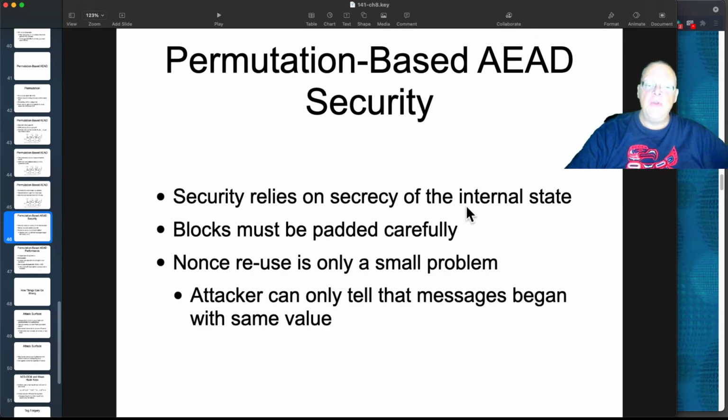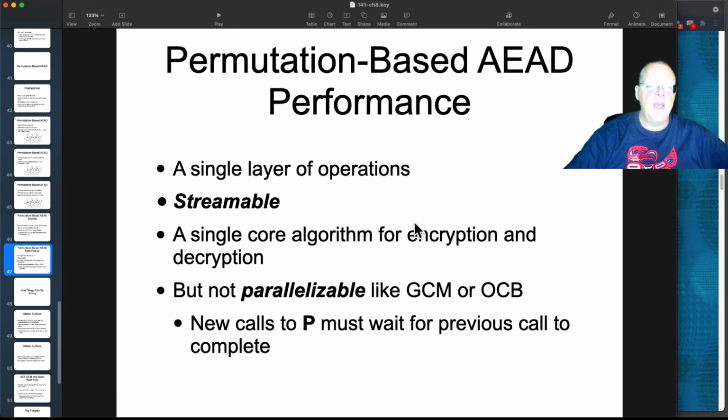And so you have to keep the internal state secret. If that internal state with many bits were to leak, that would ruin everything. And you have to carefully pad the blocks. Nonce reuse doesn't really matter very much. And it's single layer, combining everything in one layer. Like we said, it's streamable. Same algorithm at both ends, encryption and decryption, but not parallelizable. All right.